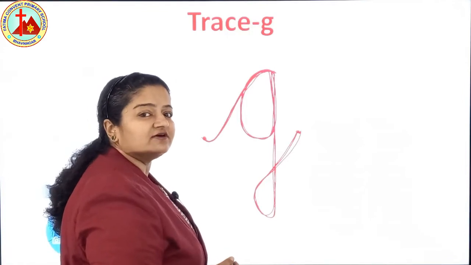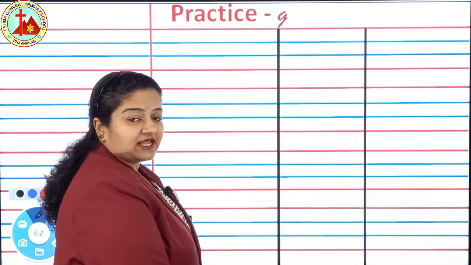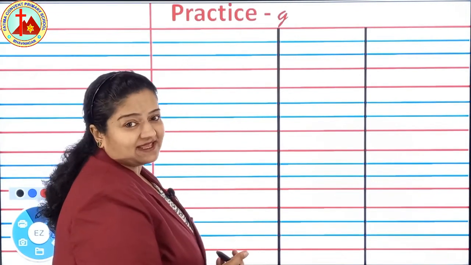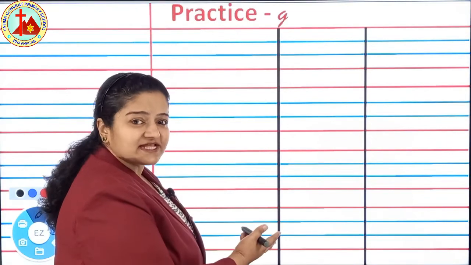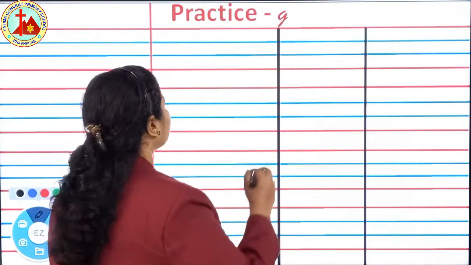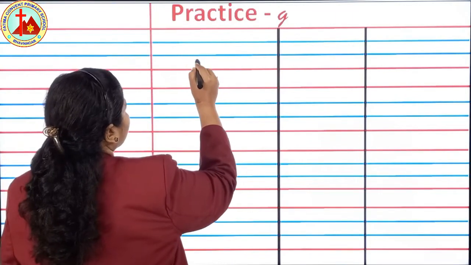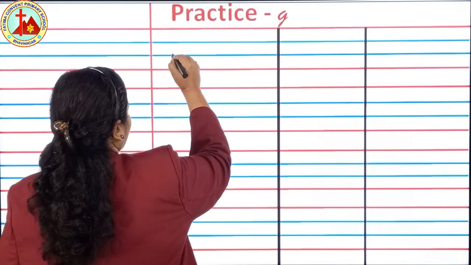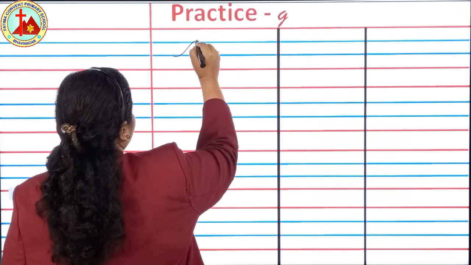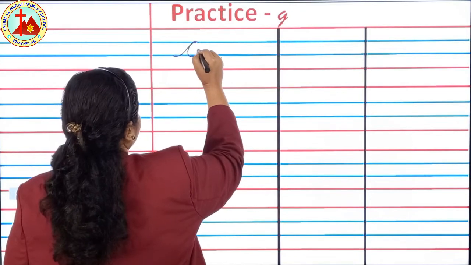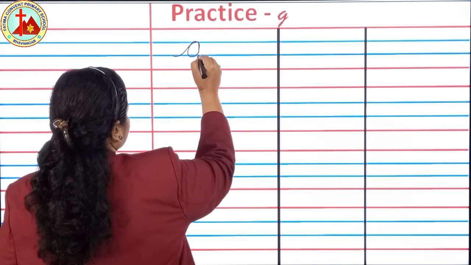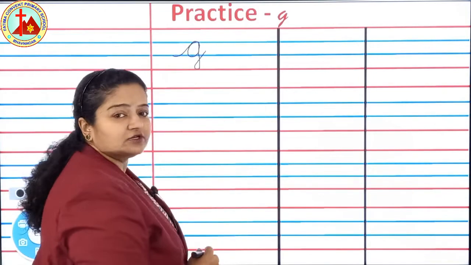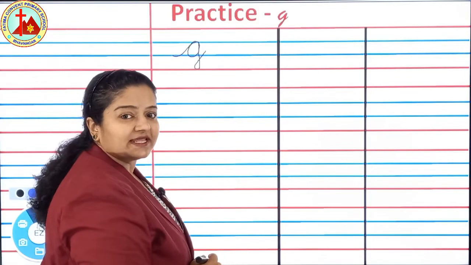Now we'll write in a 4-line book. But first we have to write the date, on the right side of the margin. Come on. Now you can see 1, 2, 3, 4 lines. Okay, you have to start from the second blue line. As we already learned how to write c, circle, touch the red line, take a small loop and go on top. This is cursive writing g.